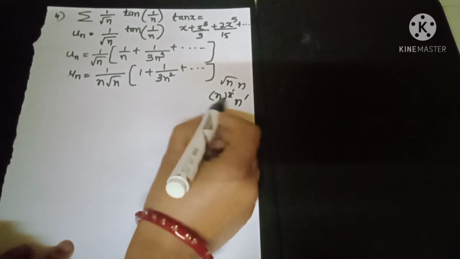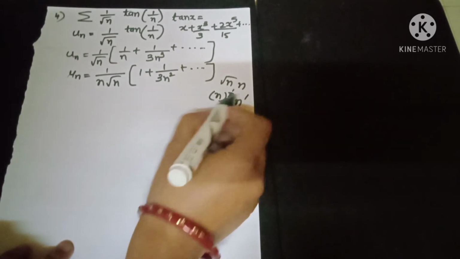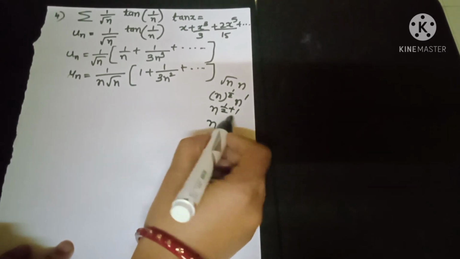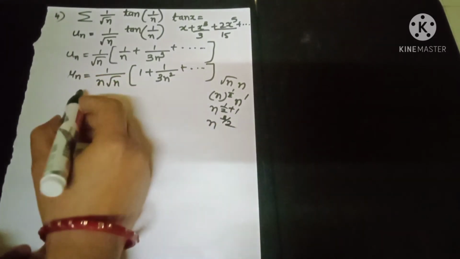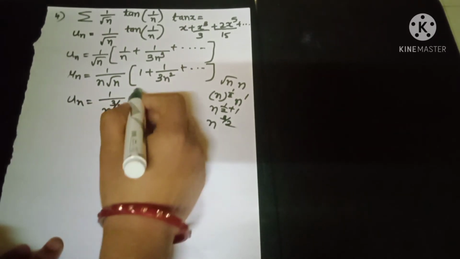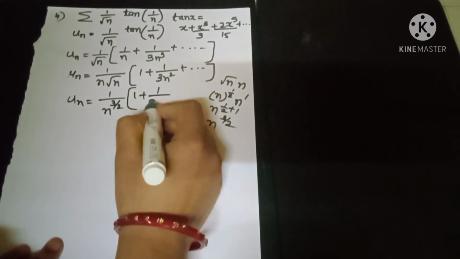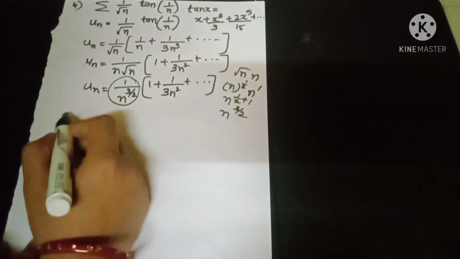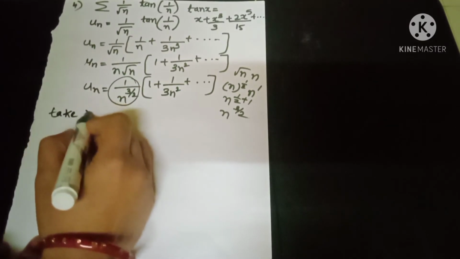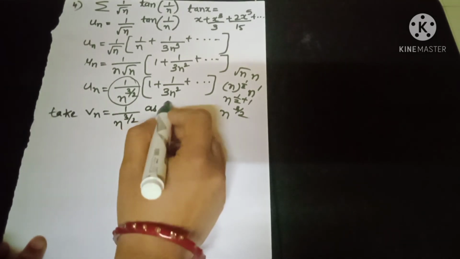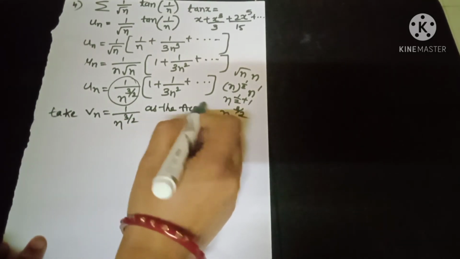If there is nothing here, it should be taken as 1. Bases are the same, so we can add the powers. That is half plus 1. What is half plus 1? Half plus 1 is 3 by 2. So un will be 1 upon n to the power of 3 by 2, into 1 plus 1 upon 3n square plus etc. So I'll take Vn is equal to 1 upon n to the power of 3 by 2 as the auxiliary series.